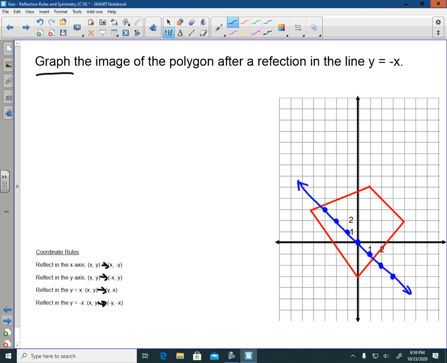Notice that we have a rule for y equals negative x. Here it is. And it says just take each one of those points and flip the values, and then turn them to their opposite. So we need the coordinates. And if we don't have the coordinates, we can't use the rule. And so let's go ahead and do that. Now let's call this A, B, C, and D, and then let's get some coordinates.